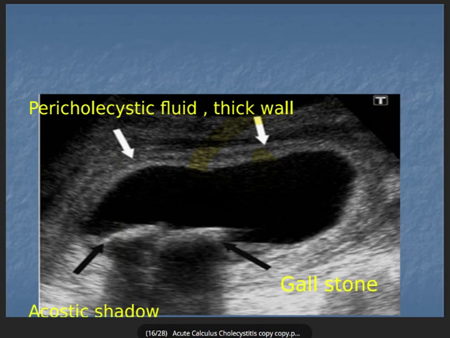And these are the 4 signs of acute calcular cholecystitis. So we have thick wall, pericholecystic fluid. The important thing is the acoustic shadow and the distended gallbladder.